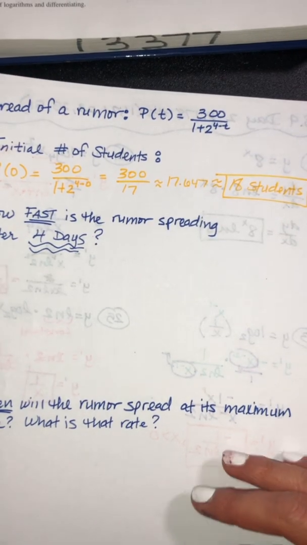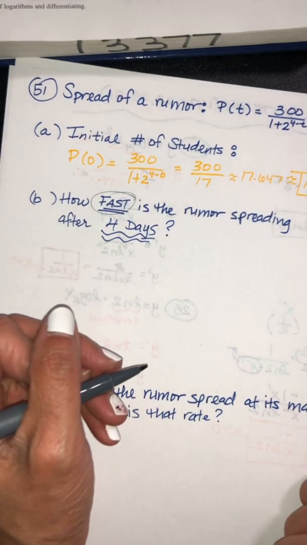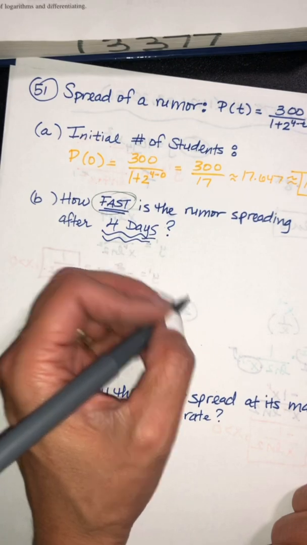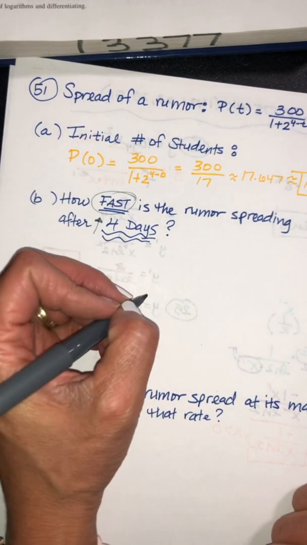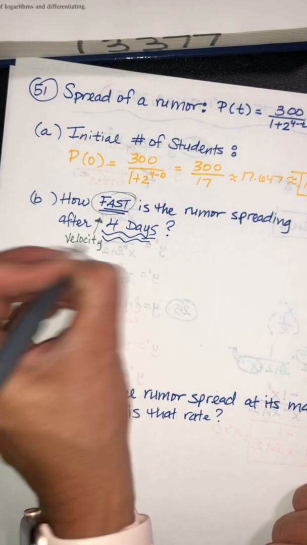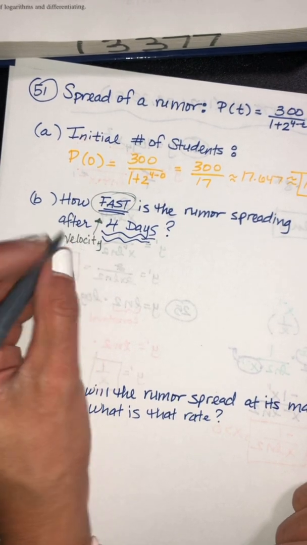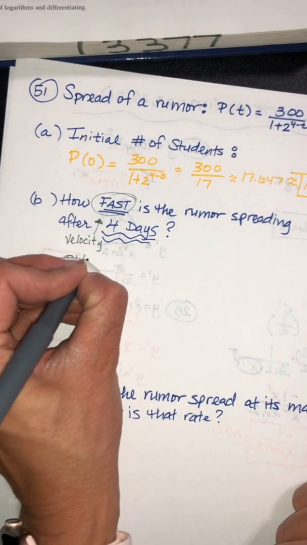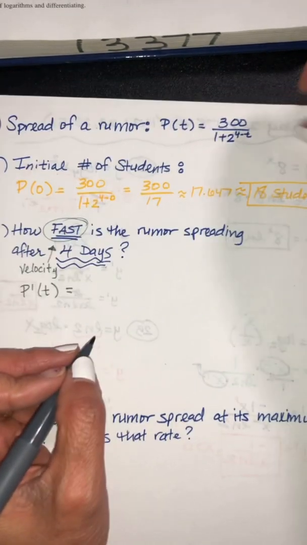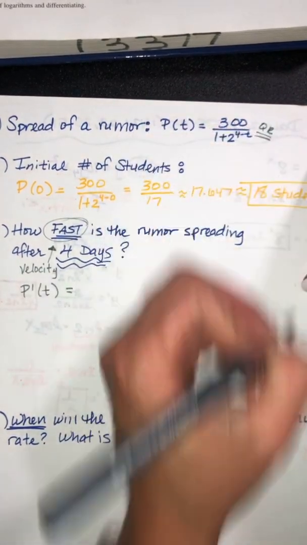Okay. Next is how fast is the rumor spreading. So this is just like the example in the notes, literally just like it, okay? And after 4 days. Because we're talking about how fast something is spreading, we're talking about velocity, which means we're talking about rate of change, which means we're talking about slope, which means we're talking about taking the derivative of P of T, okay? So because we have a fraction, that means we're going to be using quotient rule.